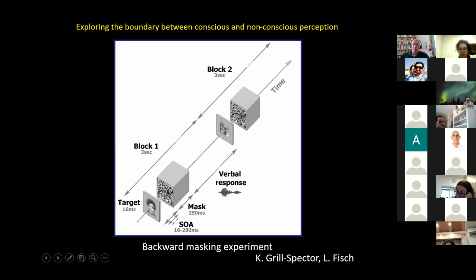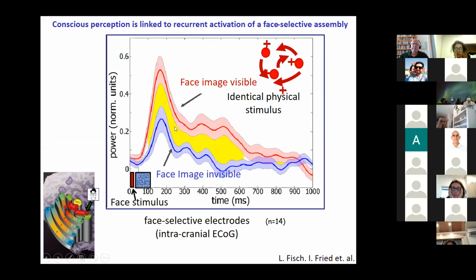And now we can do this experiment, and we did it in patients with intracranial recordings of face selective contacts, just like the ones that you saw before. And let's ask what happens in these contacts when the person is saying, aha, I see a face, versus the situation which is the same physically when the person says, no, no, I don't see the face. And there is a striking change in activity in this contact that you see here.